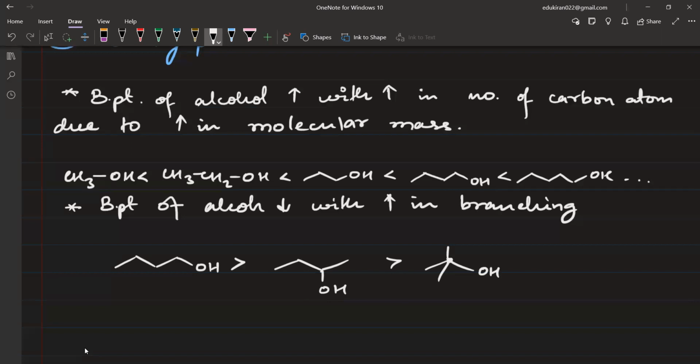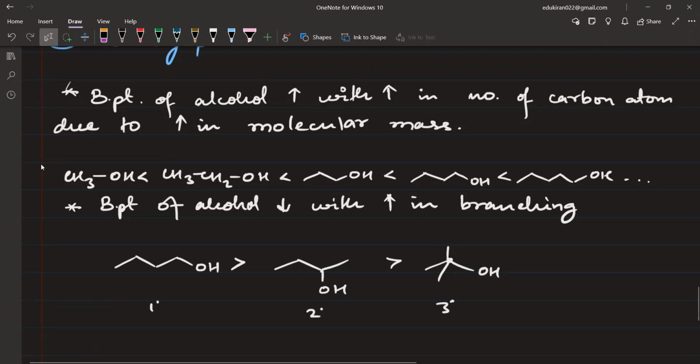Okay. So see, this is 1 degree, 2 degree, and 3 degree. So you can say that with increase in branching, the boiling point of alcohol decreases. So this was regarding alcohols, and we are comparing alcohols with alcohols only. We're increasing and decreasing the number of carbon atoms, and increasing and decreasing the branching.